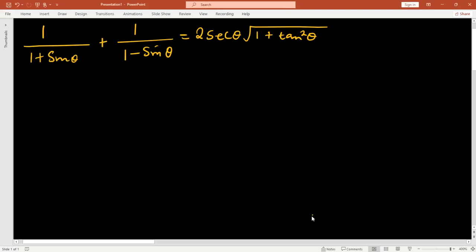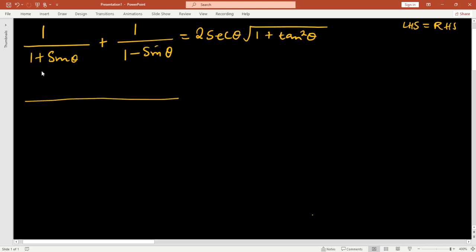So we have this trig equation here, or this identity that we need to prove. So we start here. The goal is to show that the left hand side is equal to the right hand side. Here we make these two fractions on the left hand side a single fraction, so we get the common denominator there.